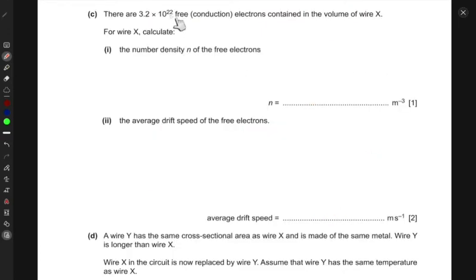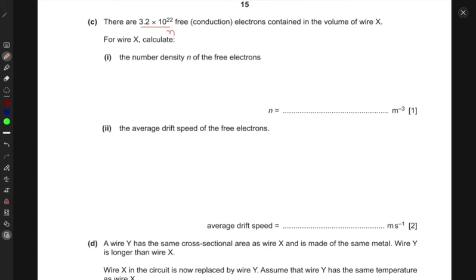There are 3.2 into 10 raised to power 22 free conduction electrons contained in the volume of wire X. So this is the number of electrons, capital N. For wire X, calculate the number density, small n, of free electrons. By mistake, this is capital N, the number of free electrons contained in the volume of X. The number density is this small n of the free electrons.